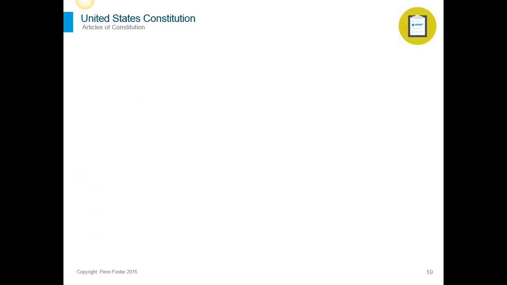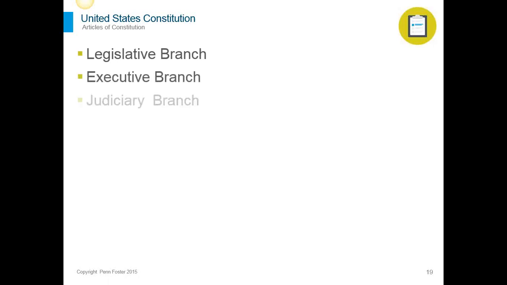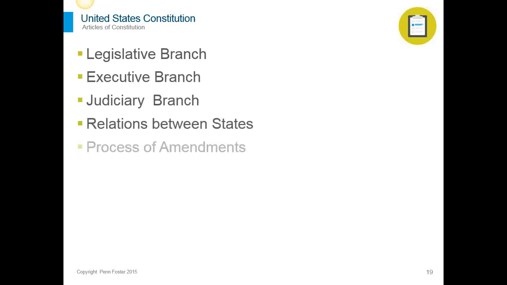So as a quick little summary of what's in the Constitution, once we get past the preamble, we want to know, okay, how is the Constitution actually going to be creating this? So the Constitution is divided up into 7 sections. The first article goes over the legislative branch. Second, the executive branch. Third, the judiciary. Fourth, looking at the relationship between the states of the Union. Fifth, the process of amending the Constitution.